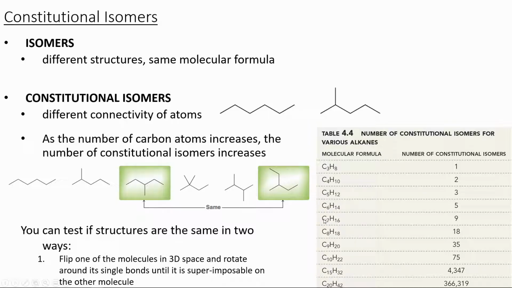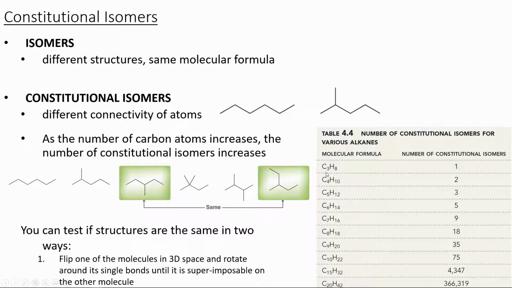So we're going to step all the way back to constitutional isomers, which we talked about in Chapter 1, and talk about them relative to alkanes. If you can recall, isomers have different structures but the same molecular formula. Constitutional isomers have different connectivity of atoms and the same molecular formula. So as the number of carbons increases, the number of potential constitutional isomers will increase. As the number of carbons in the molecule increases, the amount of different ways that we can put that molecule together becomes much larger. And we can look at table 4.4 here.